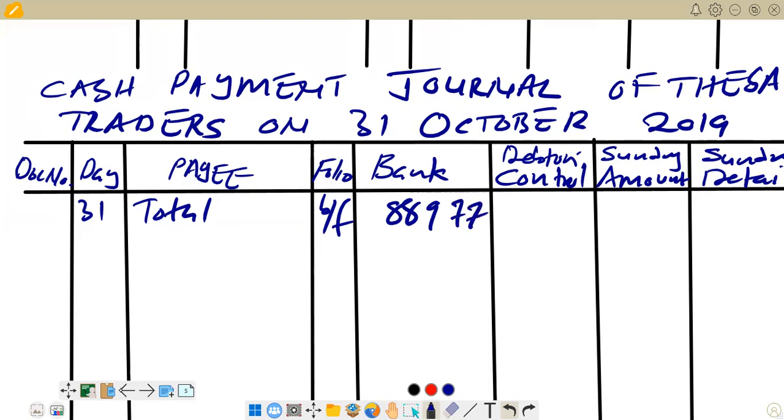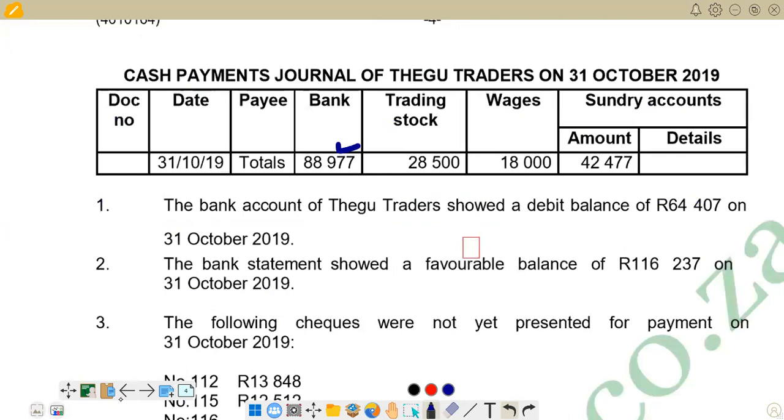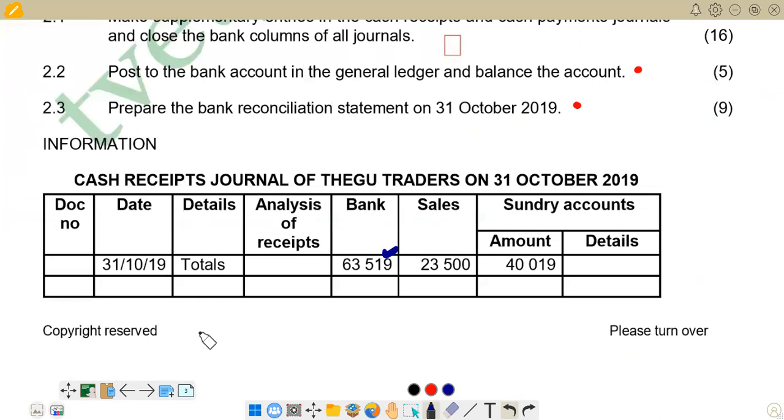Then we can go back to see our adjustments and where we should post them. So we are going to determine whether each transaction applies to the cash payments or cash receipts or not.